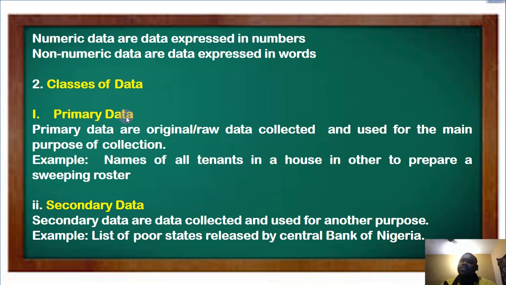That means the list of those poor states can be used for different purposes. Some people can use that list to check maybe their state is rich. Some people can use that list to plan maybe for humanitarian activities. So that was an example of secondary data. The data is collected but used for another purpose, and can be used for diverse purposes.